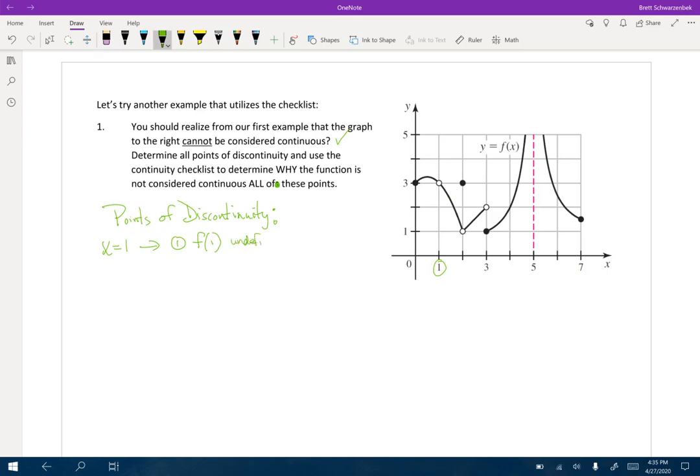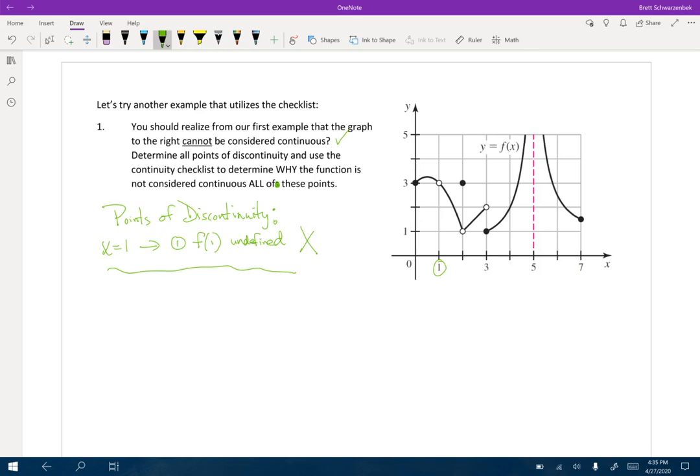So we already know that step number 1 has broken the checklist. We already know it's a point of discontinuity, we know it's not continuous, but what I'm saying is, what step blows it up? That's what we're doing right here. So in this case, the first one, x equals 1, step 1 blows it up. And as I said, you don't have to go to the next steps. What's the next step of continuity?